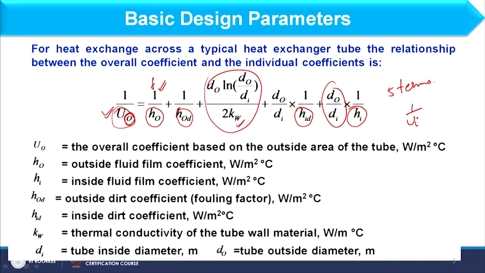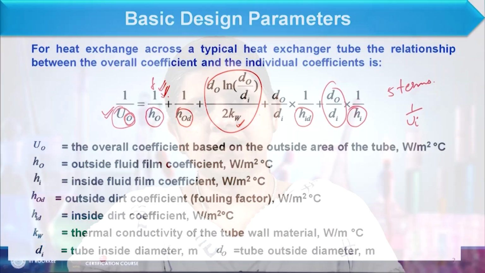1 by Ui means here we have Hi, right, and here we have H naught and we have Di by D naught over here. Okay. In this way we can consider 1 by Ui, that is the overall heat transfer coefficient at the inner surface, the inner area of the tube. So, I hope you understand the difference between U naught and Ui. Okay. Now, how can I calculate this U naught?